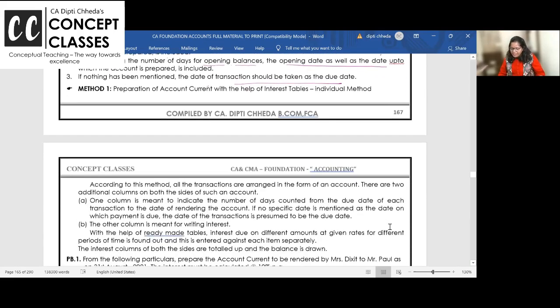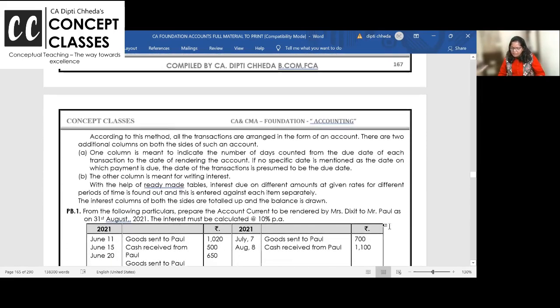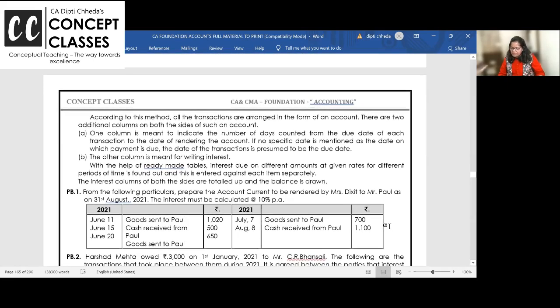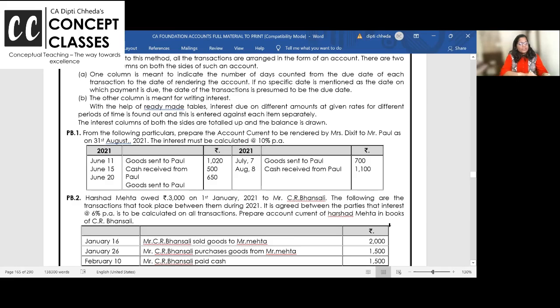So let us do it with the interest column. One column for number of days and one column for interest. You will prepare a memorandum. Let's do the first problem together. There is some theory on what situations it is used in. Read and come to this, please.